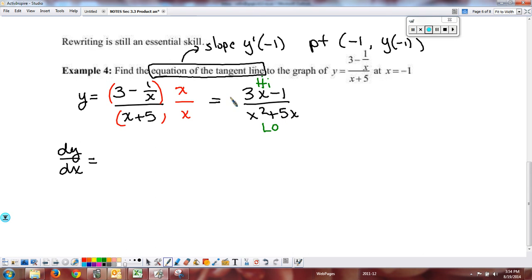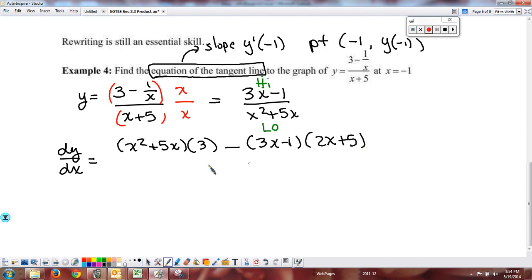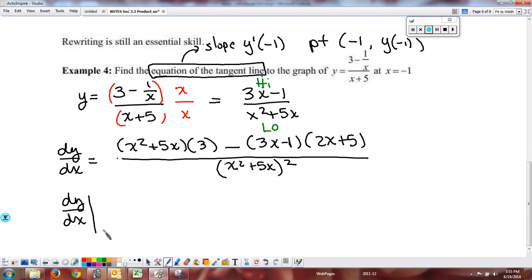So let's find our derivative, since we know we're going to need it. Find it, and then we'll plug in our value. So we're going to do our low d high minus your high d low all over low squared. So x squared plus 5x squared. Now, if we want to, we could simplify this, but really in this problem, since I'm just looking for a slope and I'm not doing anything else, I'm going to go ahead and at this point go dy dx evaluated at x equal to negative 1 equals.